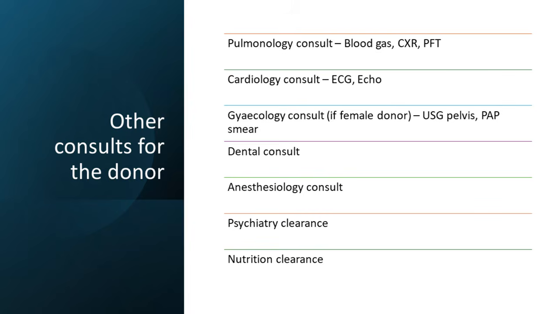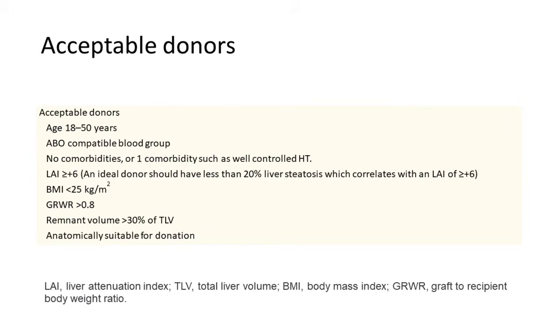So as I told you, acceptable donors are the ones who are 18 to 50 years, ABO compatible blood group, no comorbidity, or maybe one like hypertension. You look at an LAI. LAI is the liver attenuation index. That is basically you're looking at the fat in the liver. You don't want steatosis more than 20%. The BMI should be less than 25.